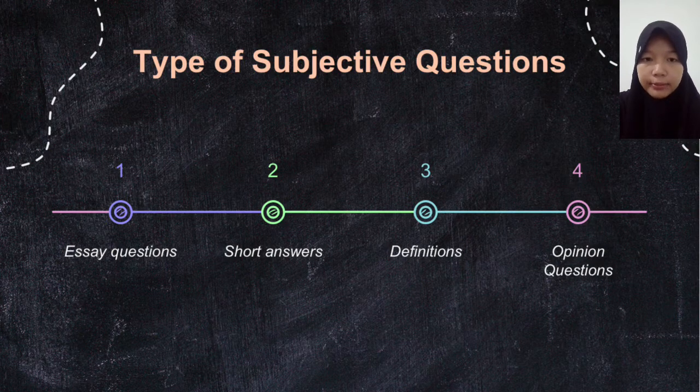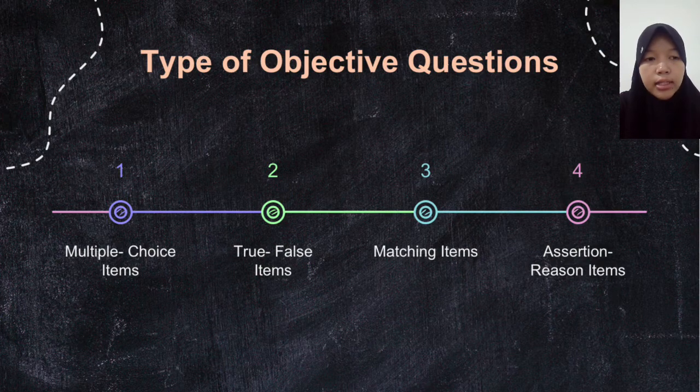And the examples of objective types that we can find are: 1. Multiple choice items, 2. True or false items, 3. Matching items, and 4. Assertion reason items.